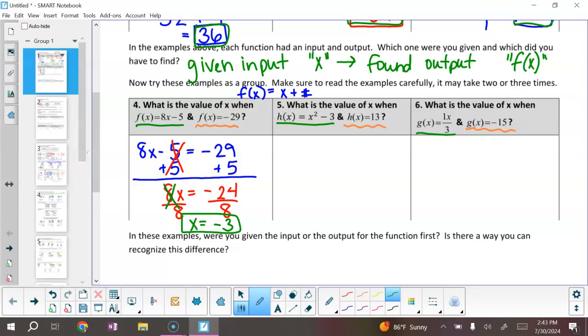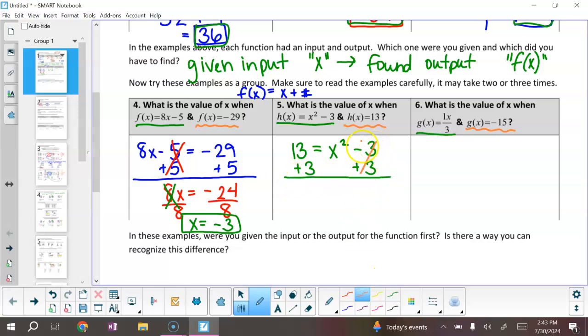All right, for number 5, you needed to, again, just like before, set them equal to each other. This time, I'm going to flip it to the other way just to keep things interesting, okay? So we're going to do 13 equals x squared minus 3. We're going to set it up like that. Again, if you flipped it around so that it looked like the other one, that's totally fine. I'm going to add 3.